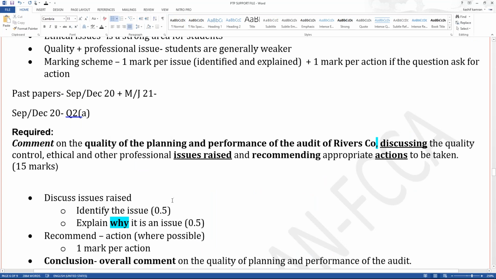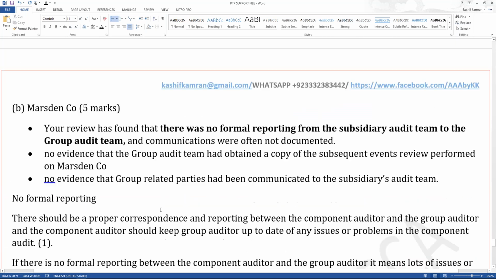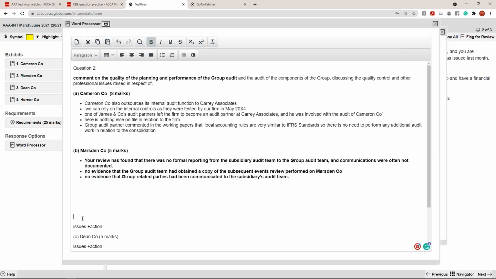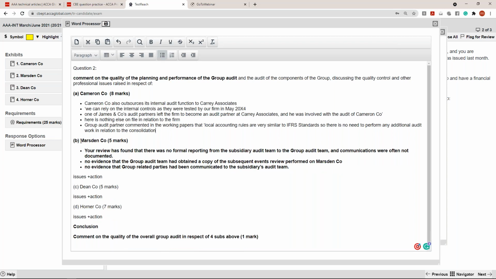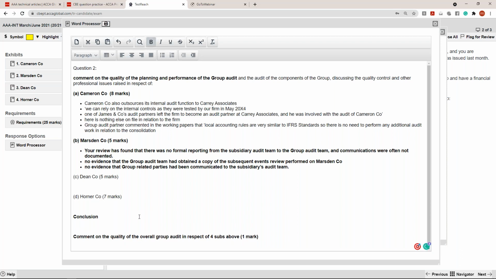So when you are answering a question like this, this is how the format would look. You first put Cameroon company, you then put Marston company, you then put the next one, Dean company, you then put Honor company. Once you complete the answer, you will give a conclusion at the end, because the question was asking you to comment on the quality of planning and performance of the group audit. Now, can we comment at the conclusion?